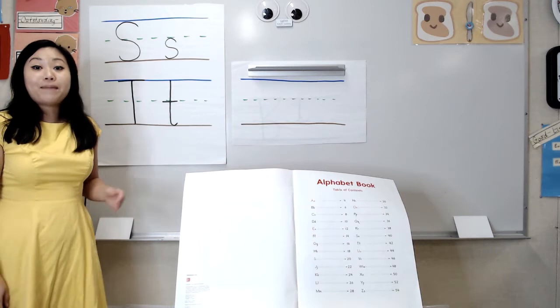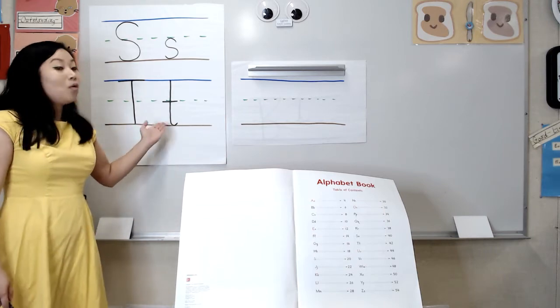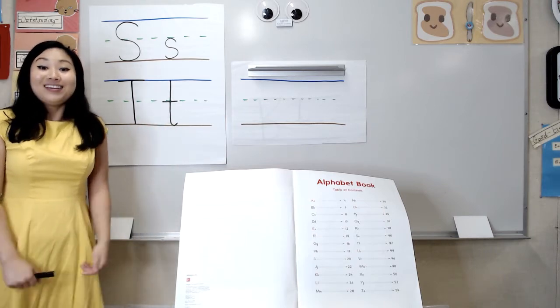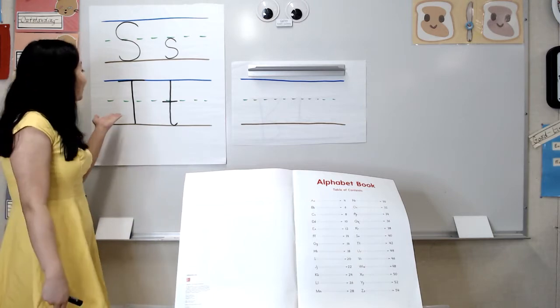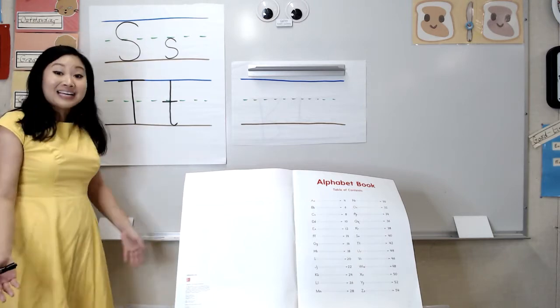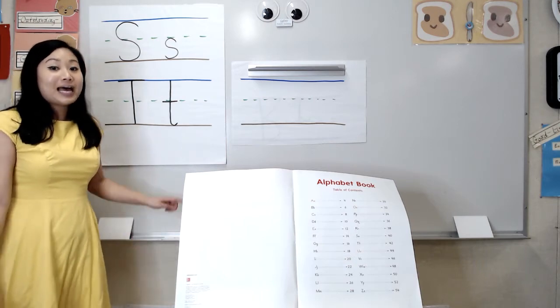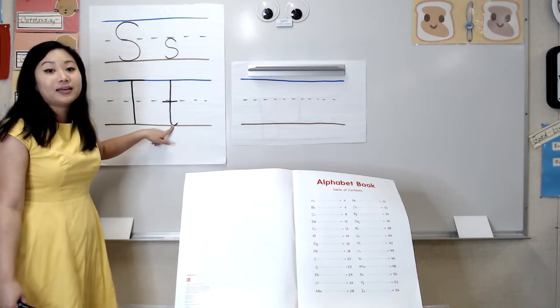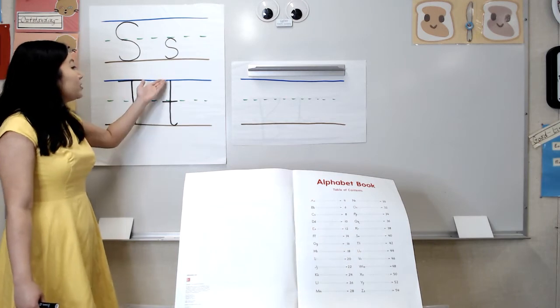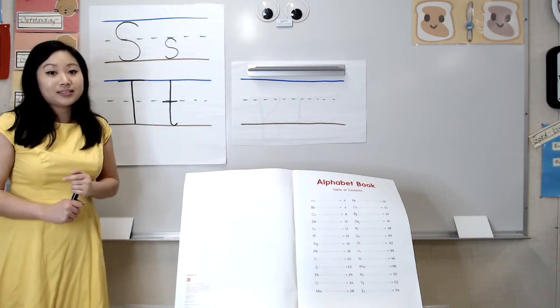What do you notice about uppercase T and lowercase t? You're right. Uppercase T, it looks kind of bigger. They both start in the sky, but lowercase t has a little tail on the ground, and the horizontal line doesn't go in the sky. It goes in the grass.